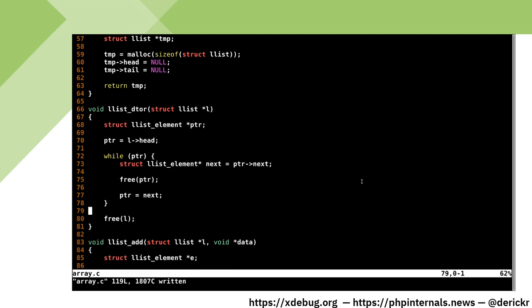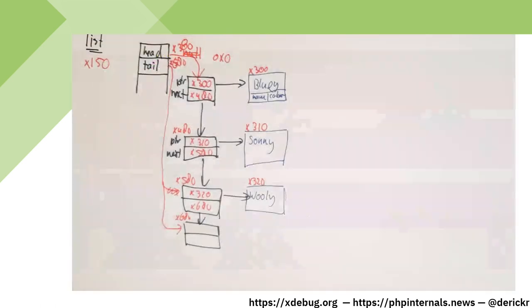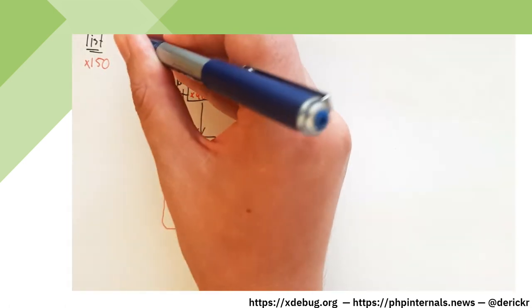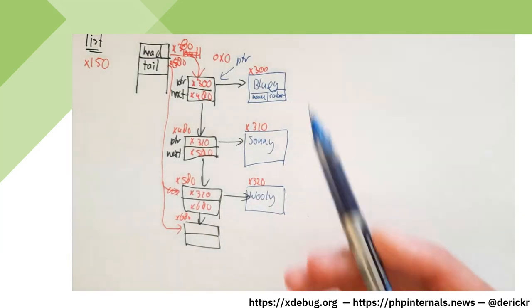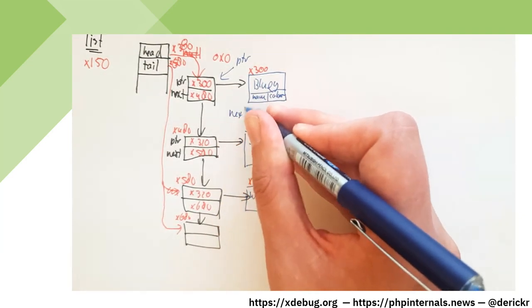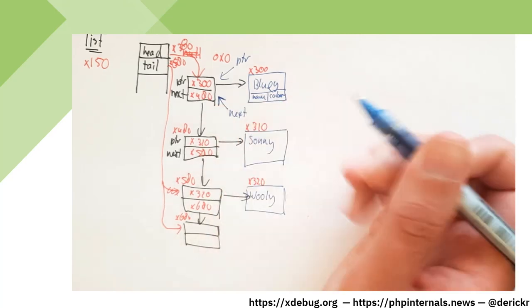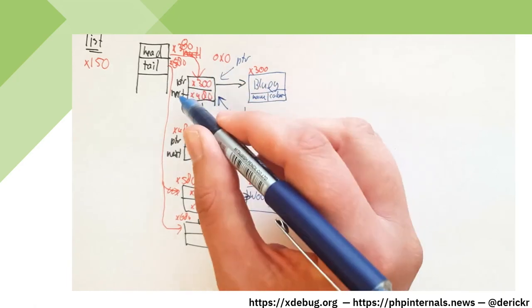So what this will do is that we start at the head, and if the head exists, then we set the next pointer, just to remember what it is, to the next element in our list, and then free that list element, and then we set our pointer to the one that we've just remembered. So pretty much what this does is the following, right? First, we start with a pointer pointing to the head, which is this element here. What we then store is next equals this address here. And then, because we have now remembered this, we can free this element.